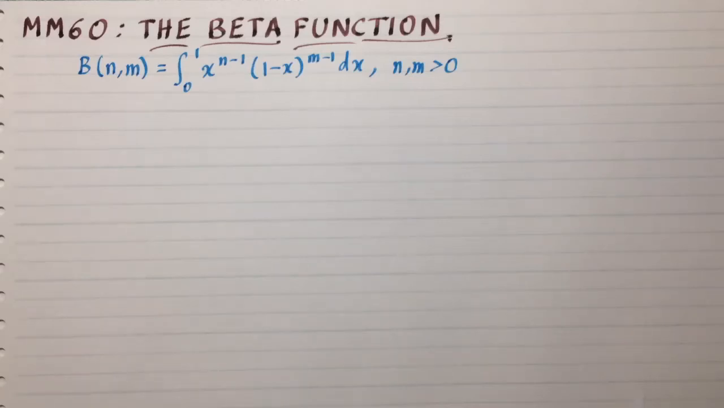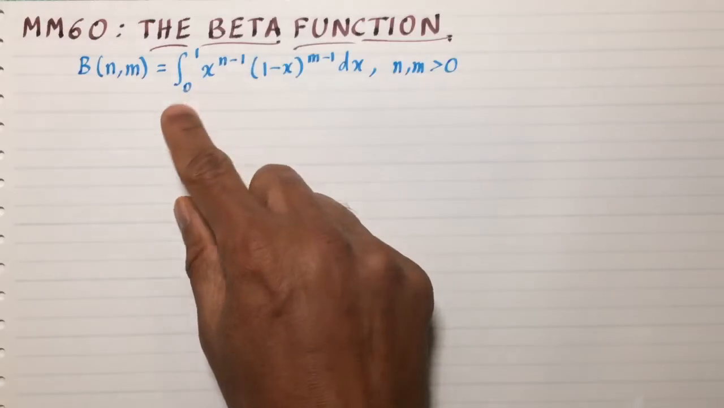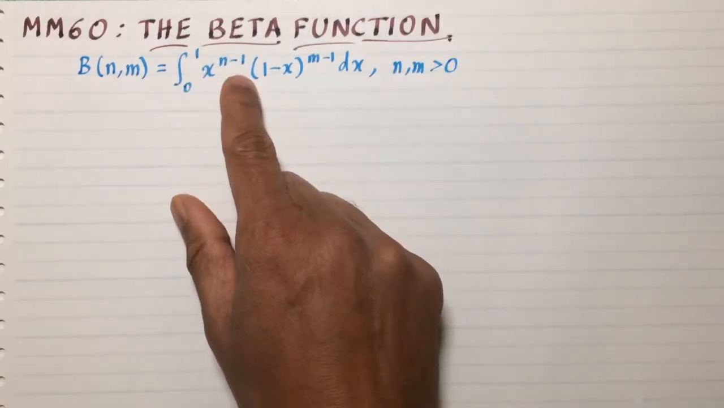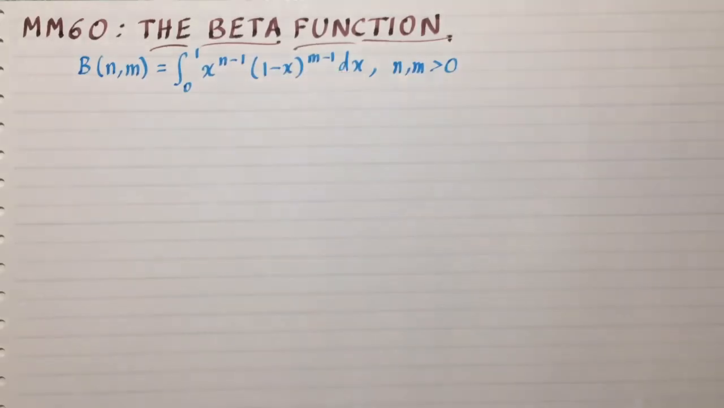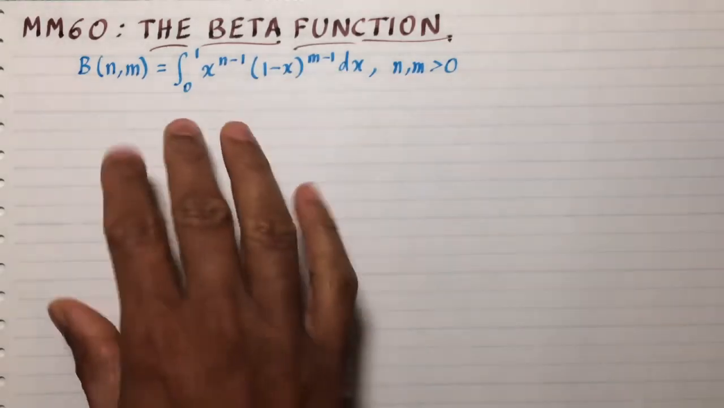Let's talk next about the beta function. It is one of the most useful functions in higher mathematics, and it's given by a rather symmetrical looking expression. It's the integral from 0 to 1, x to the n minus 1 times 1 minus x to the m minus 1 dx. So it's got a symmetry between x and 1 minus x.